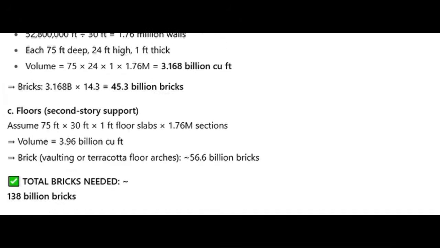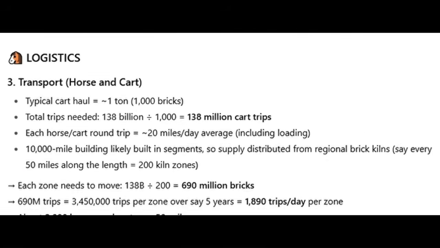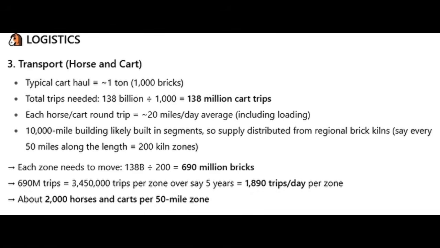Total bricks needed: 138 billion bricks. 3. Transport, horse and cart. Typical cart haul equals 1 ton, 1,000 bricks. Total trips needed: 138 billion per 1,000 equals 138 million cart trips.